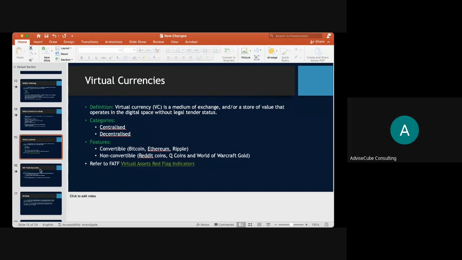Okay, virtual assets red flags. If anyone wants to go into more detail, they can refer to this document. The objective here is just to give you a quick overview. I'm not going to go into the details of every single section, but just give you an overview of what has changed in the book.